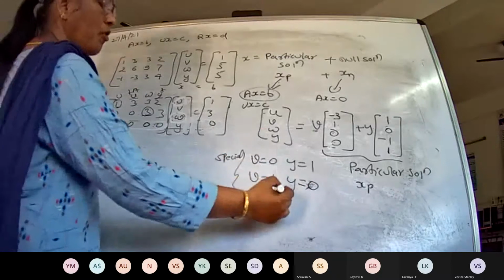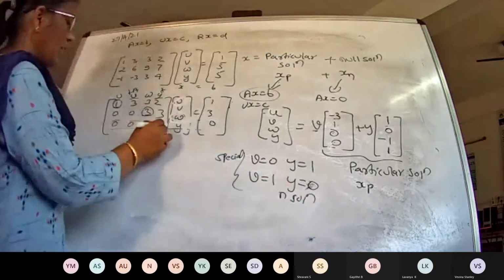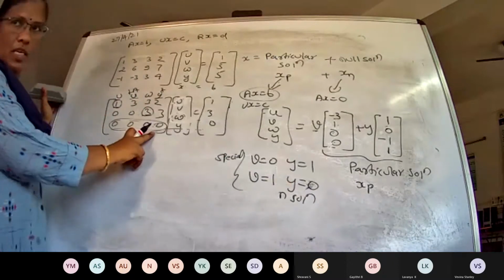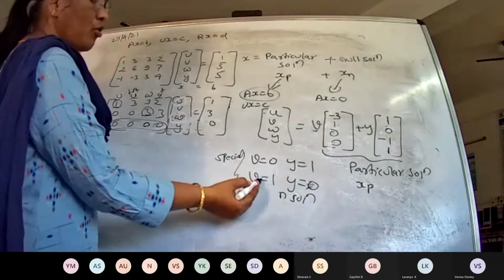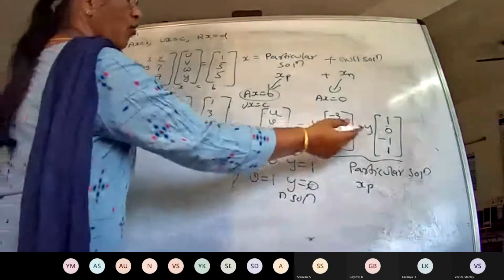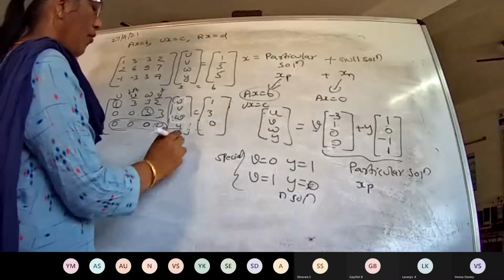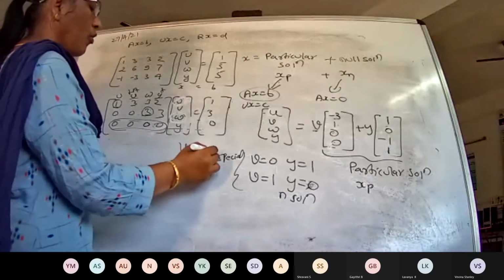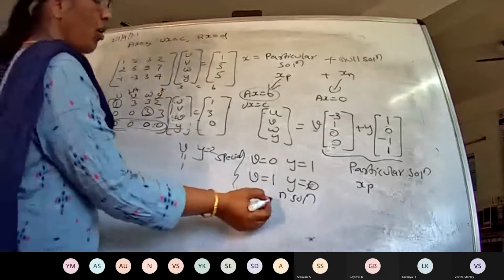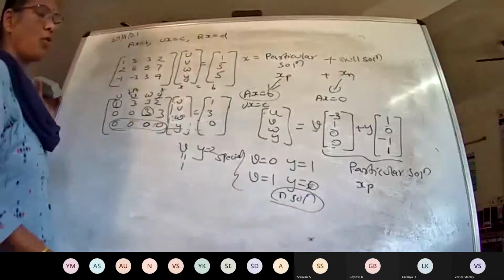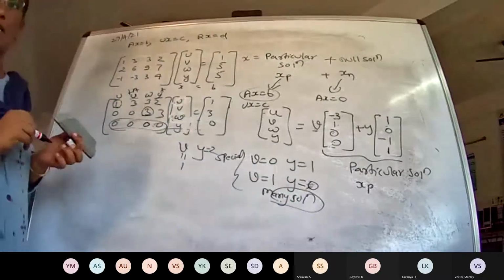You can have n number of solutions. I said n number of solutions because one of the rows was totally 0, so you can get n number of solutions. One of the simplest solutions is V equals 0, Y equals 1, or either way, or you can have any combination of V and Y. It's not that you cannot take 2 and 1 or something like that. You can take any number. Many solutions are possible. Is it clear?